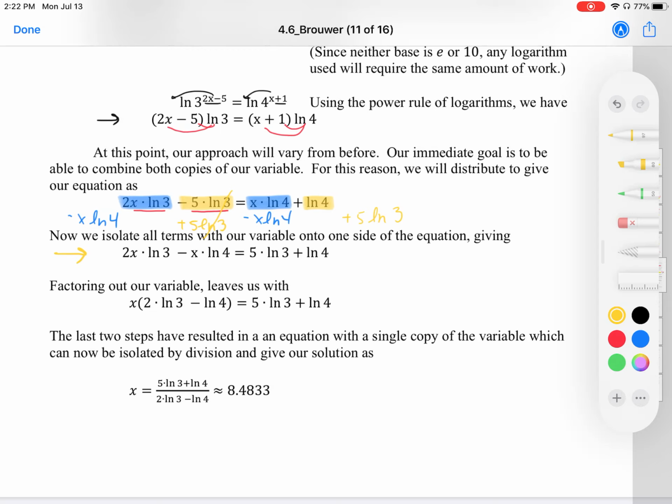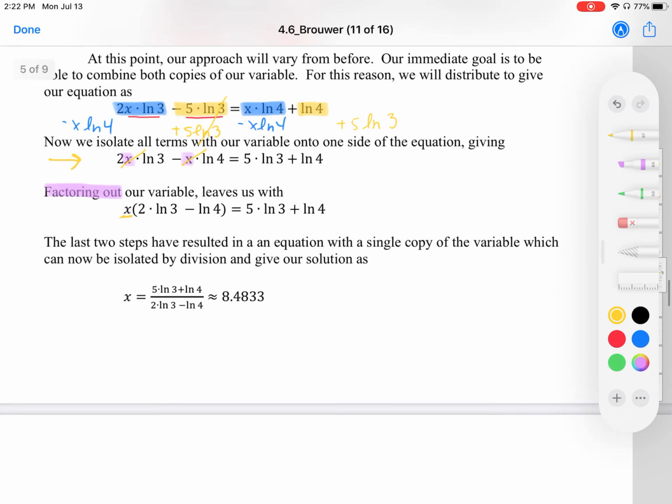We do this because we have multiple copies of our same variable, our x. But we want to have x only once. So what can we do? We can factor out our variable. So we can factor out that common factor of x. So what are we left with? Once our x is factored out, we're left with 2 times ln of 3 minus ln of 4. All right, last step, we want to get x by itself. So we go ahead and we divide by 2 ln of 3 minus ln of 4 on both sides.